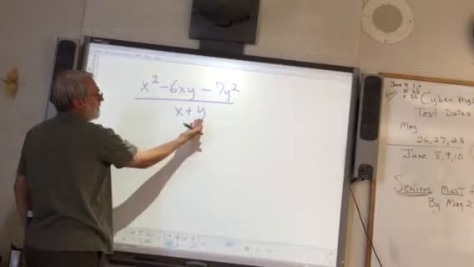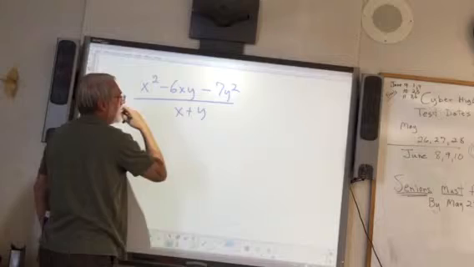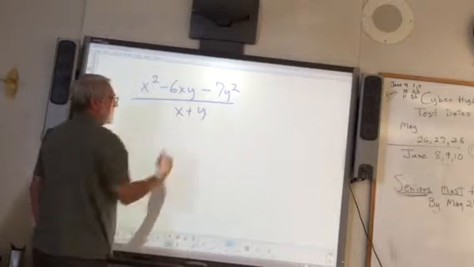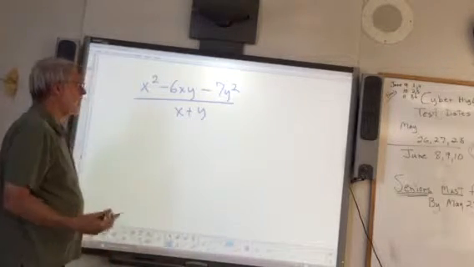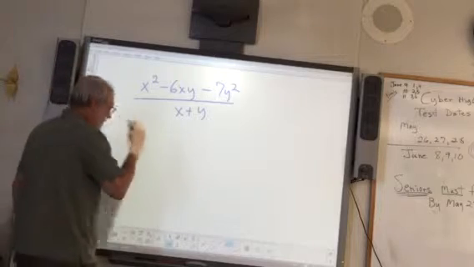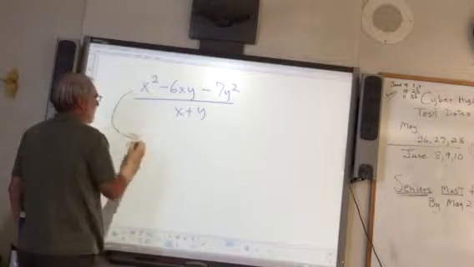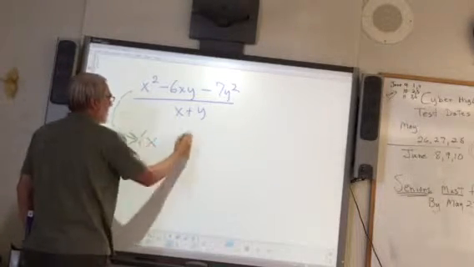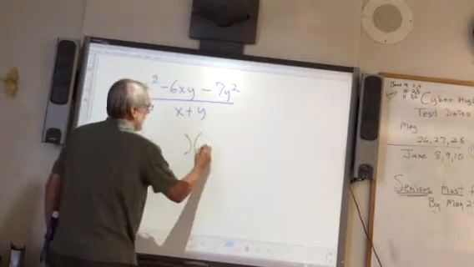Second example, we now have a trinomial divided by a binomial. And the first thing to think about always is, can I factor these things? So I'm going to take this one right here, and I'm going to go ahead and attempt to factor it. I say attempt because you never know whether it's going to work or not.